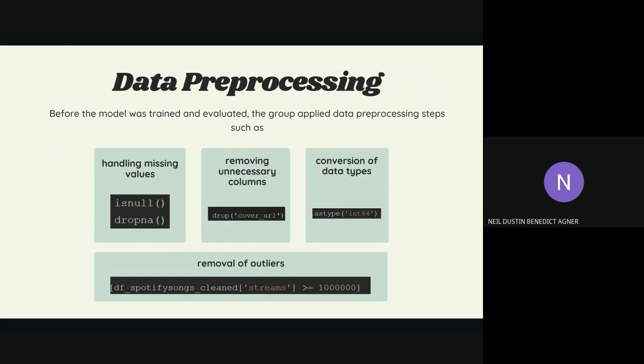After this, we then checked the data types of each column and found out that some columns had incorrect data types. We then converted these columns to the proper corresponding data types, and then after we removed the rows that resulted in null values after conversion. Lastly, we removed some outlier songs from the dataset that had streams less than 1 million.